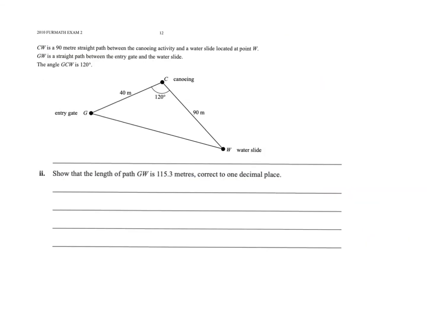Okay, so that sounds pretty alright on a beach soccer thing. Reasonable. Okay, so CW is a 90 meter straight path between a canoeing activity and a water slide located at W. Okay, so we've got a diagram down here. GW is a straight path between the gate entry and the water slide. So they've done that, and this was taken from a previous question which you needed this diagram for, so I just popped it in. If it's not making sense because there was a whole heap of other questions before it, you can still go from this point on because it just says show that GW is 115.3 meters, correct to 1 decimal place.